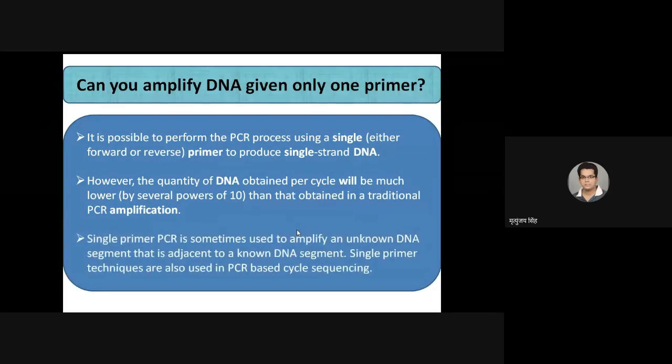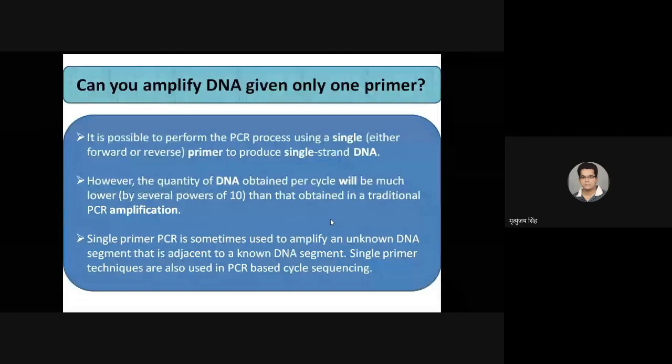If you have experience with PCR, you know that you are using two primers, forward and reverse, and in each cycle the number of templates, or PCR products, multiplies as 2 to the power of the cycle number. After the completion of the second cycle, it will be 4, and after completion of the third, it will be 8.